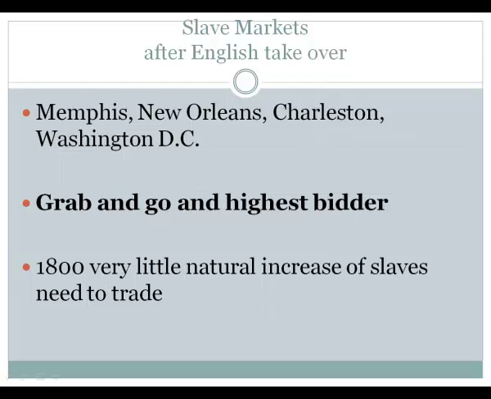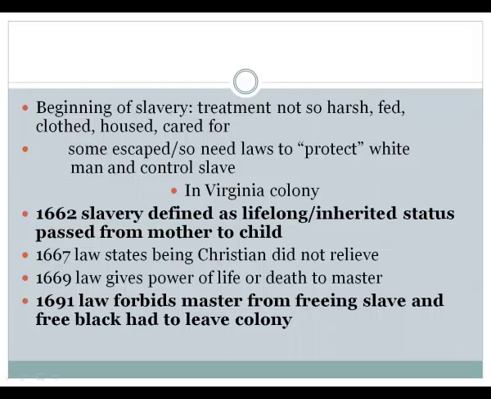But by 1800, the natural increase of slaves is not keeping up with the need, so we begin to have to trade more and to bring more in from Africa. Now, in the beginning, slavery was really not all that harsh. The slaves were fed well, they were clothed, they were housed, and they were cared for. But they weren't too crazy about the whole situation, so some of them would escape. Well, pretty soon we got to develop laws to protect our white man and control this slave population.